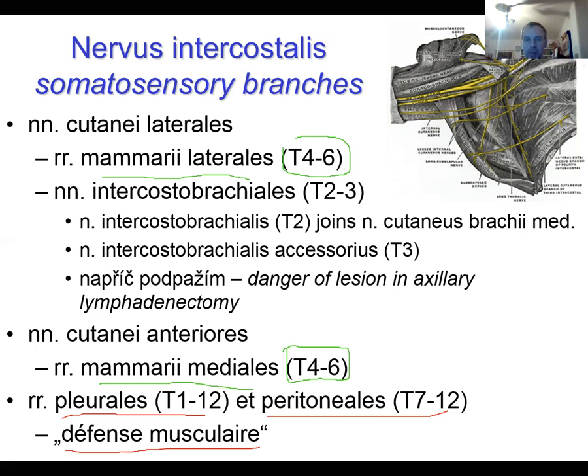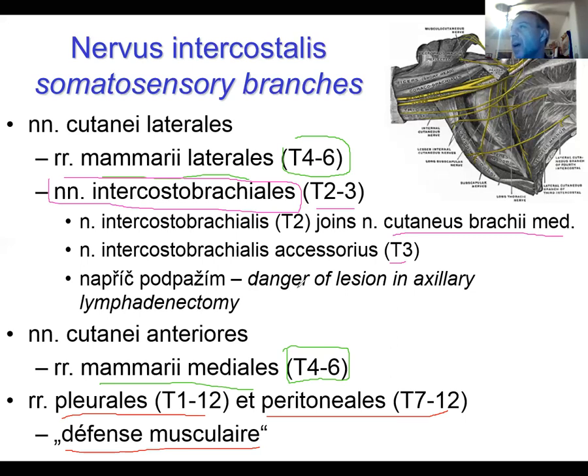And then we should speak about very thin but clinically also important branches, the intercostobrachial nerves. They come from T2 or sometimes from T3 as the accessory one, and they cross the axilla. They join the medial cutaneous nerve of the arm, or medial cutaneous brachial nerve, and they supply the skin of the axilla and the medial aspect of the arm.